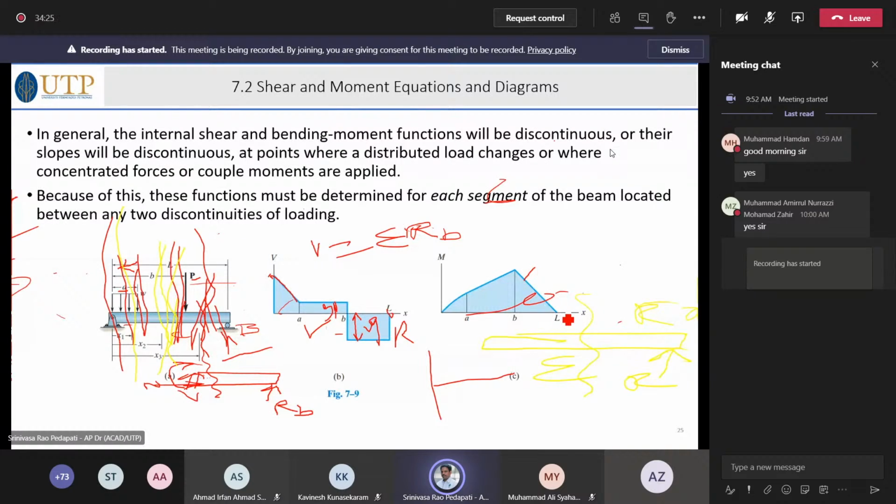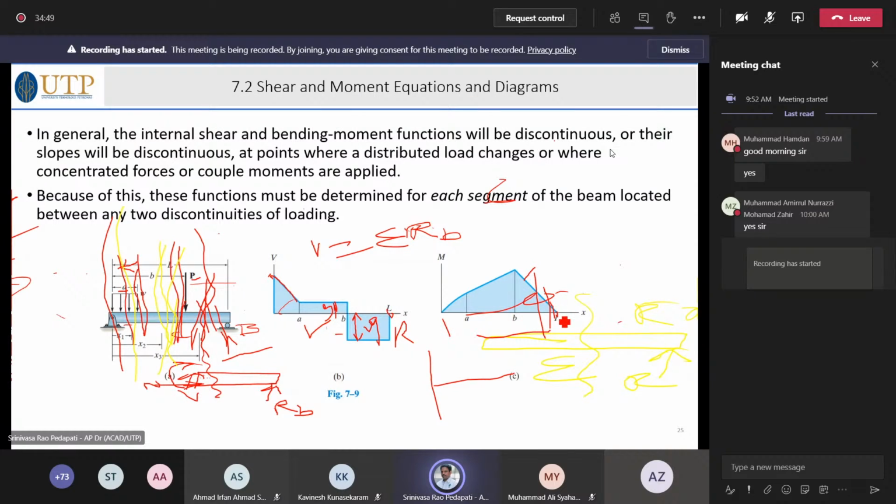So at x equal to 0, the moment is 0. At x equal to 1, it is R times 1. At x equal to 2, R times 2. At x equal to 3, R times 3, and so on until this point. What happens at this point? You remember the horizontal scale is the length of the beam. Suppose the length of the beam is 5 meters. So our horizontal axis is 5 meters.